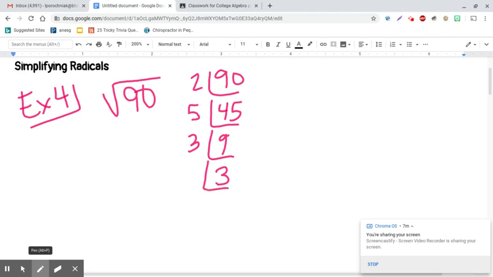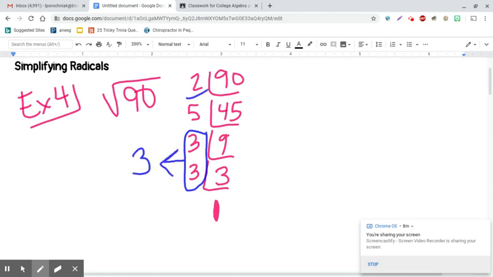3 is prime, so the only thing that goes into 3 is 3. 3 divided by 3 gives us that 1. So now we got to the 1, so we know we're done. Now we're looking for pairs. Okay. Well, this 2 doesn't have a pair. The 5 doesn't have a pair, but these 3s are together. So we could take that out.